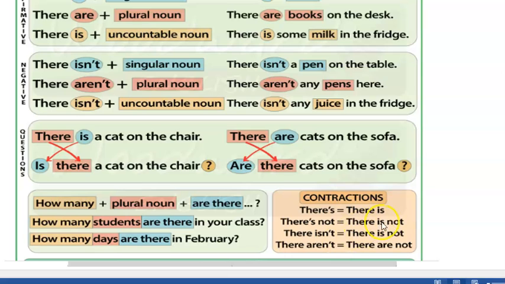Okie doke. And that is our introduction to there is and there are. Next time I see you, we will be doing some exercises.